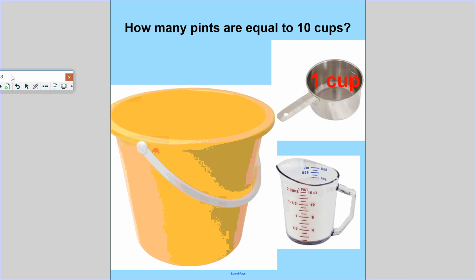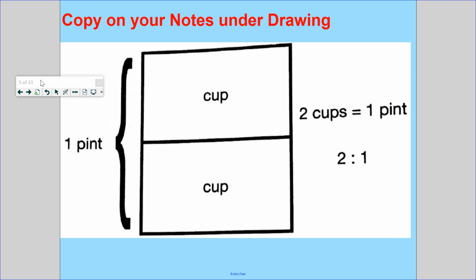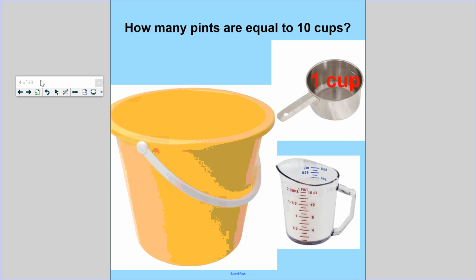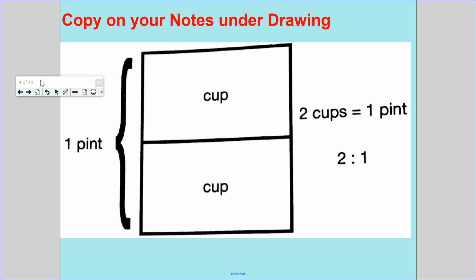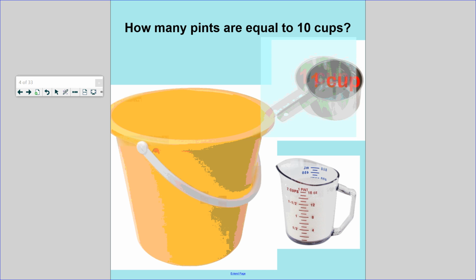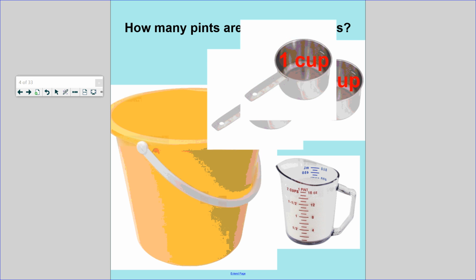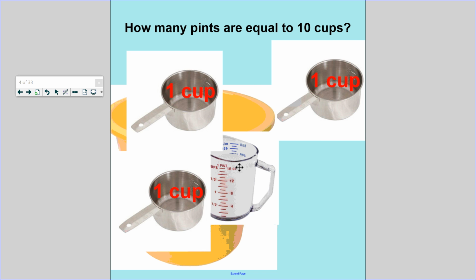So our question for today is how many pints are equal to 10 cups? Well, in class, we will actually have a bucket full of water, and you would sit there and start measuring it out. But if you would like to know, there are 2 cups. If you pour 2 of these cups, 2 cups would make 1 pint.